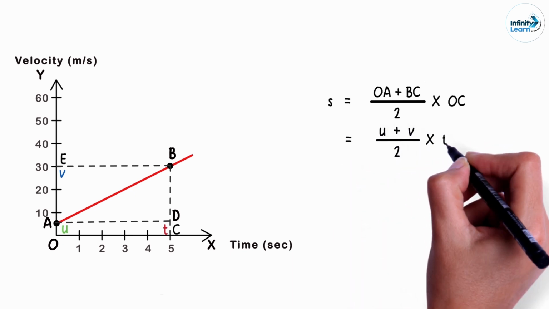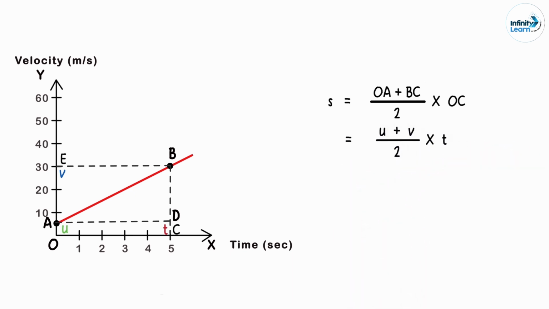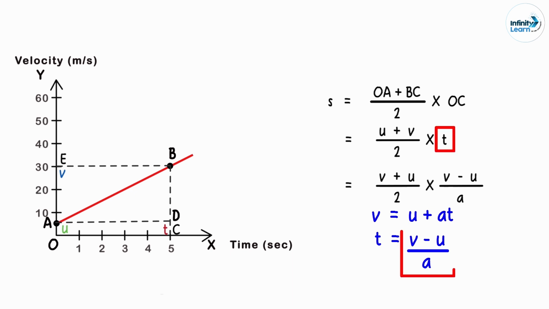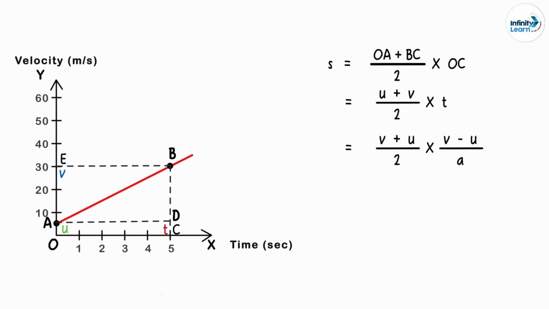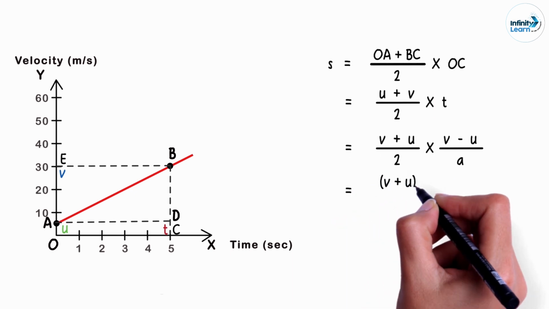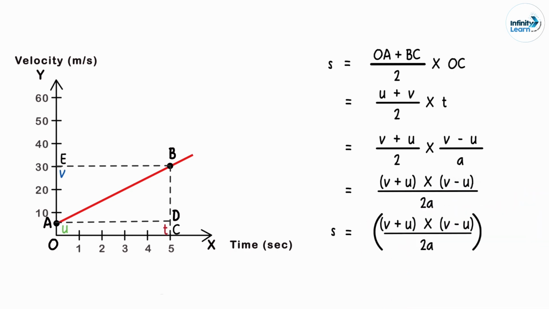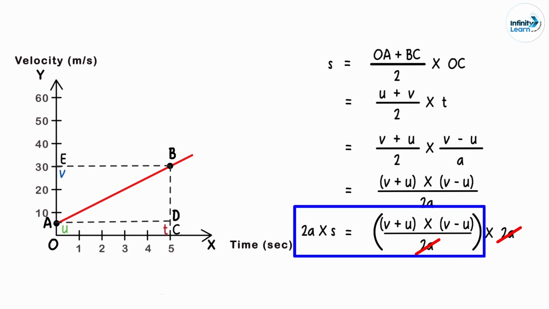We have derived an equation earlier which says V equals U plus AT. We can rearrange it to get T equals (V minus U) over A. Now we move back to this equation and replace T with this. What we have now is S equals (V plus U) times (V minus U) over 2A. Multiplying both sides by 2A gives us 2A times S equals (V plus U) times (V minus U).